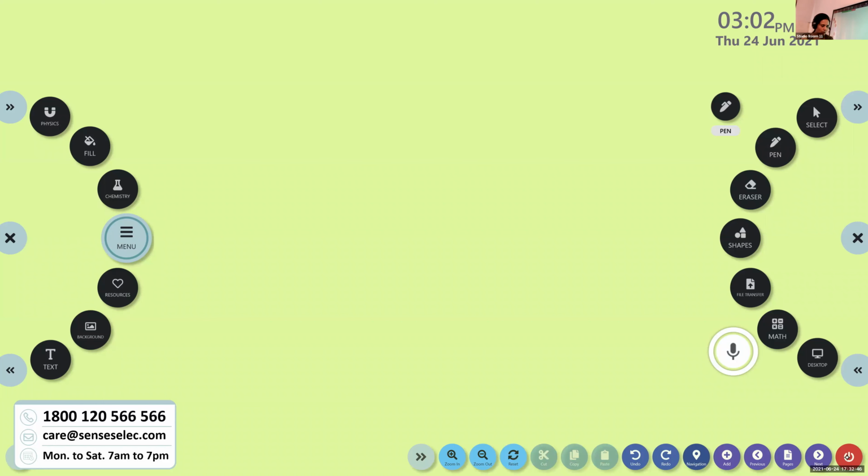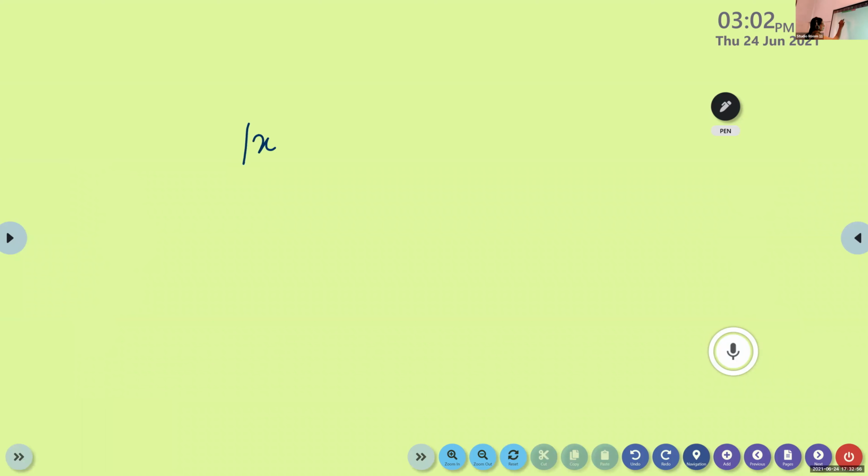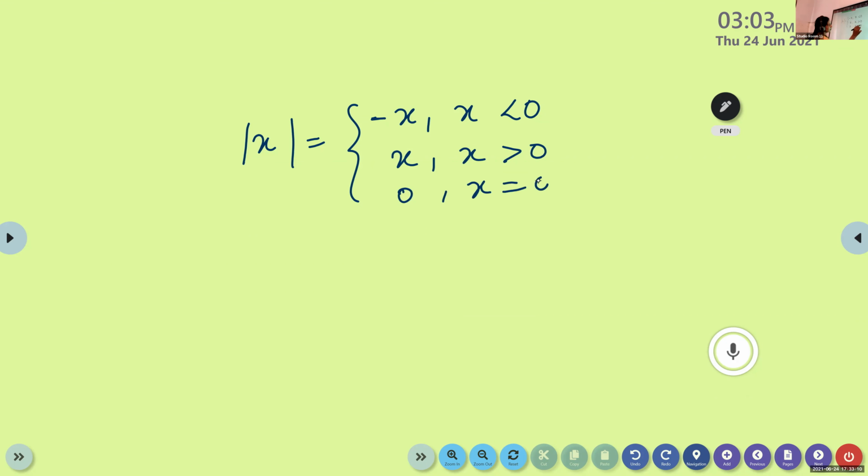We are discussing the problem based on modulus function, isn't it? Yesterday we discussed the inequality in modulus function. How is the modulus function defined? Mod x is defined as minus x if x is less than 0, x if x is greater than 0, and 0 if x is equal to 0.